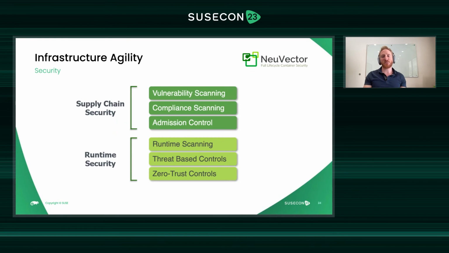Then the last piece of this puzzle would be NeuVector, which, again, I'm sure many people that are at SUSECON know what NeuVector is, but for those of you who don't know, it's a complete full-stack security solution covering the supply chain side of things as well as runtime. So it's going to do vulnerability scanning for known CVEs. It's going to do compliance checking and admission control to make sure that nothing gets deployed in your environment that isn't supposed to get deployed in your environment.